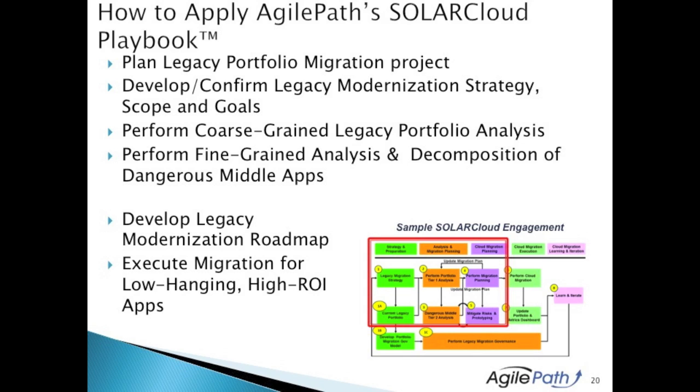Pretty much talked about this, I think, at this point, which is, first of all, you want to plan your project, confirm your strategy and your goals, do the coarse-grained, fine-grained analysis, decomposition, develop your modernization roadmap, and execute for your low-hanging fruit. So the graphic shows some of the process steps in more of a flow format. So this would be a sample of what would happen in a SOLARCloud engagement with AgilePath.